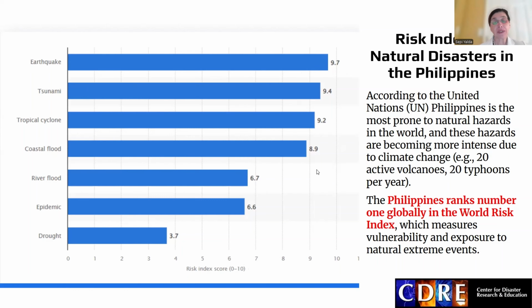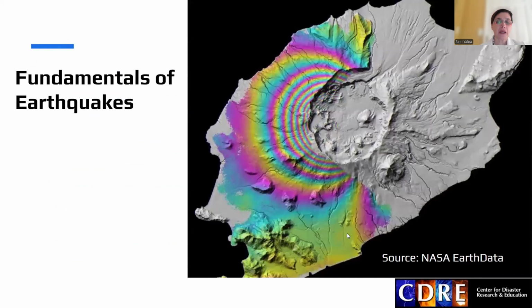So you can see a 9.7 is quite high. And these reports also go back, I believe the latest one that's available, the World Risk Index report, is from 2024. So we're looking at some recent information here.